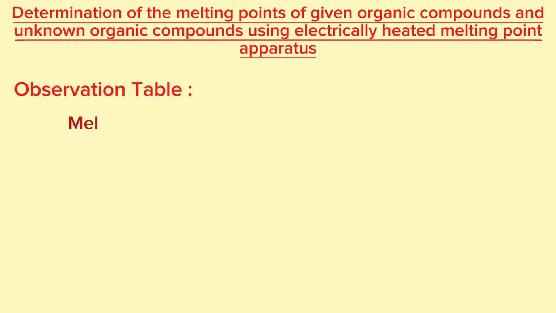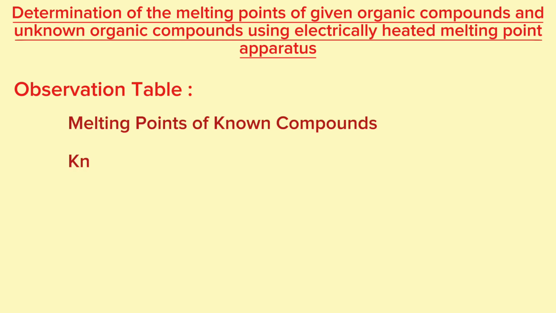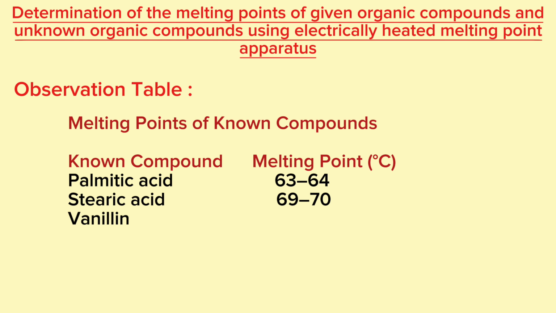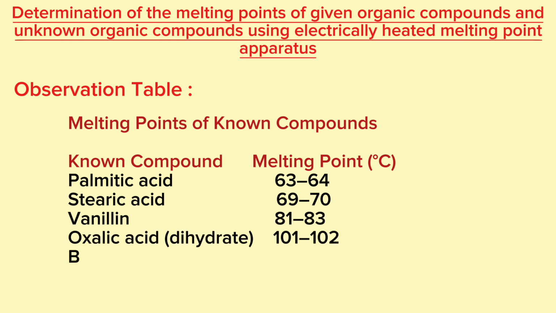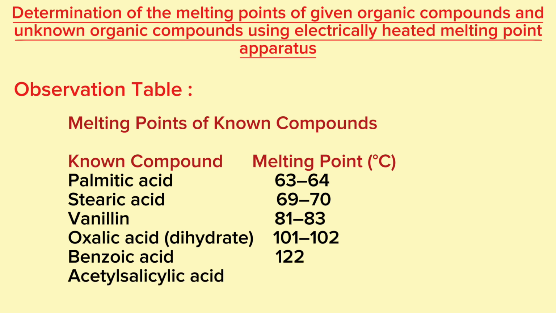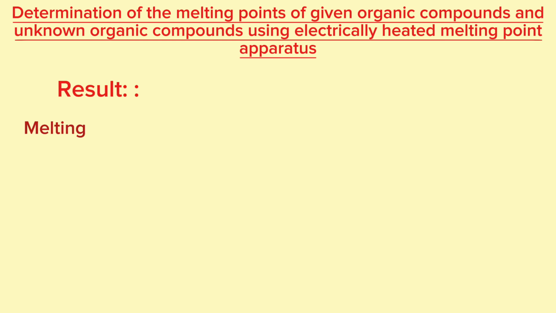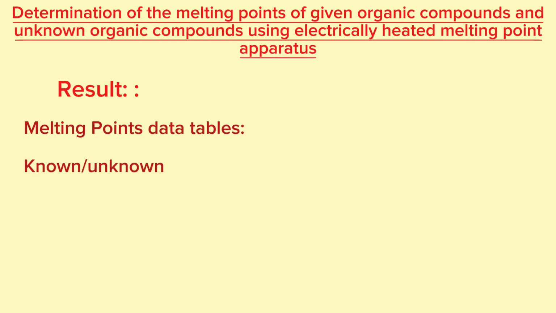Observation table. Melting points of known compounds. Known compound, melting point in degrees C: palmitic acid 63 to 64, stearic acid 69–70, vanillin 81 to 83, oxalic acid dihydrate 101 to 102, benzoic acid 122, acetylsalicylic acid 138–140. Table 1. Melting points of known compounds. Result: melting points data table, known/unknown compound, melting range, degrees C.